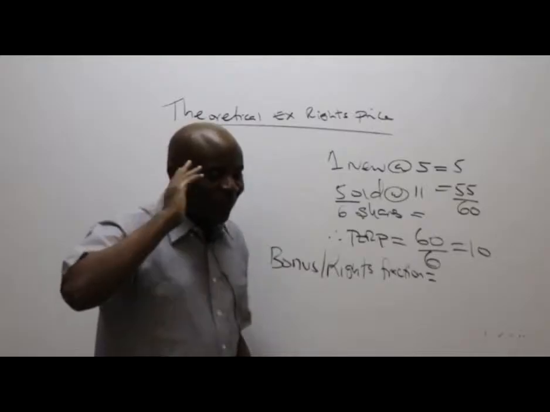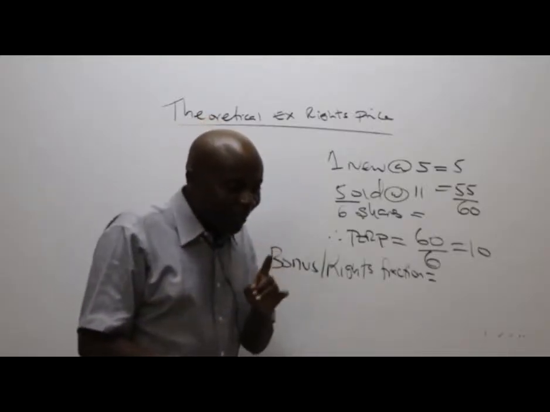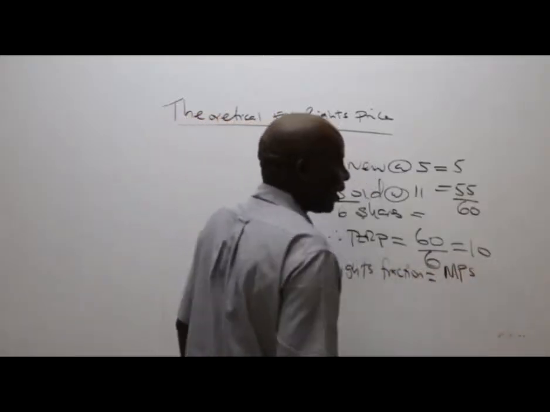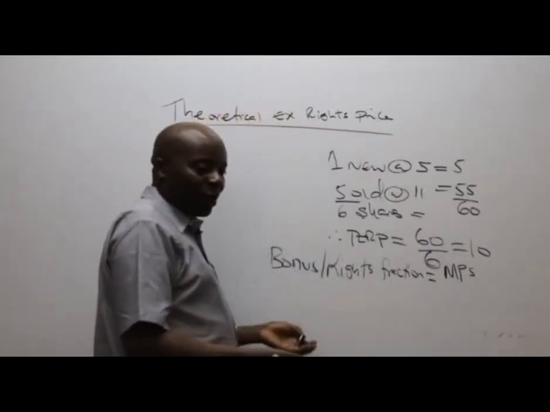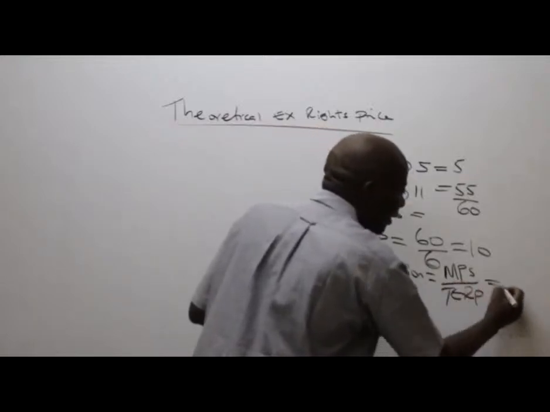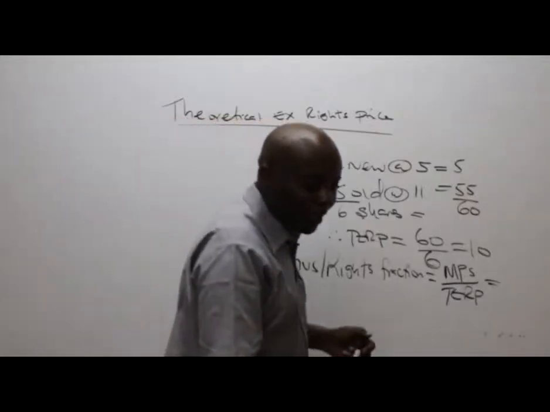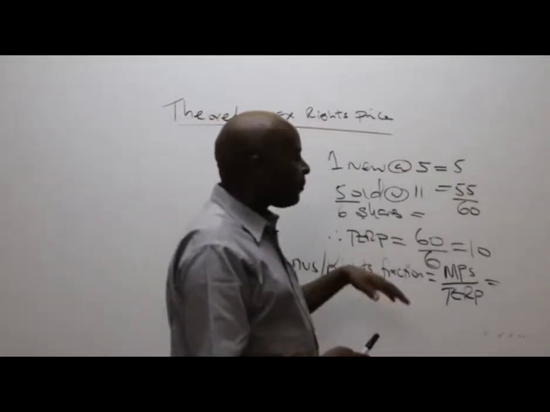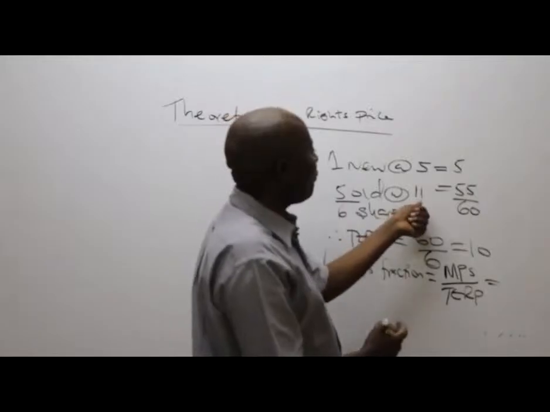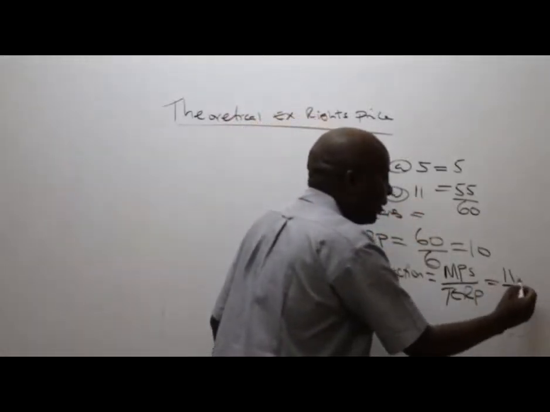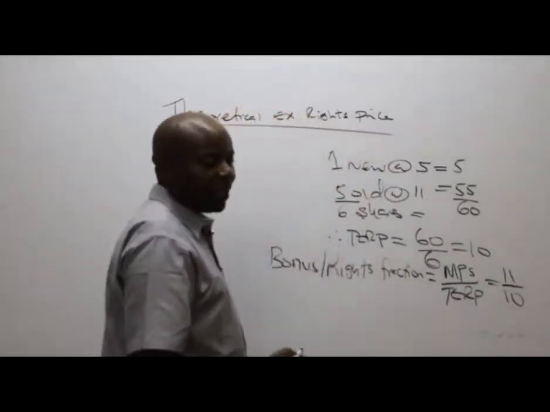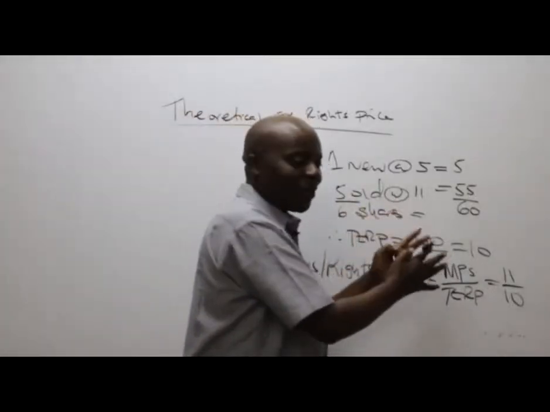There is nobody who is talking to me. But I've seen Alex Mokua. He has told me that Mwalimu, simply take the market price per share, the market or fair value of a share, divided by the TERP. The market price per share, you gave me the old price of 11. 11 out of the TERP, which is 10. So 11 over 10.